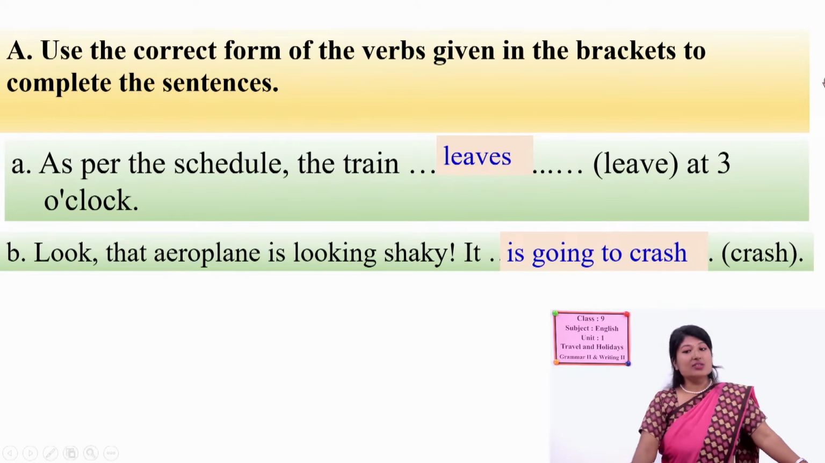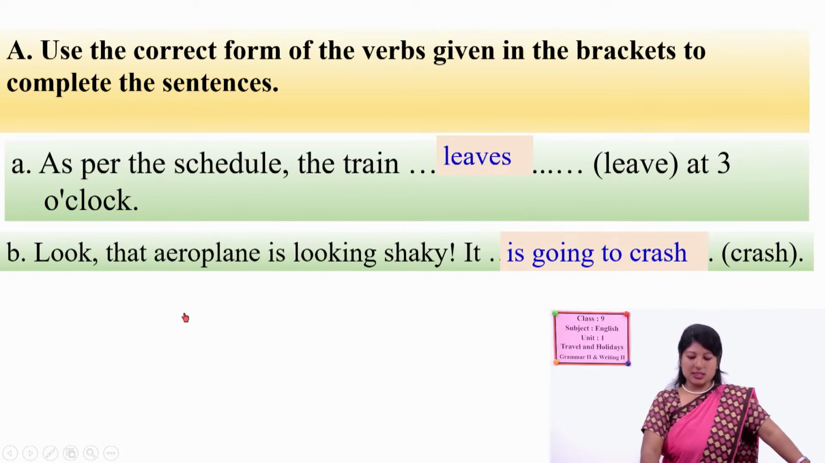Okay. So it's not only the correct form of this verb we have to write in the sentence, but what group of words we may need. So we might need a group of words that fit into this blank. Look, that aeroplane is looking shaky. It is going to crash.